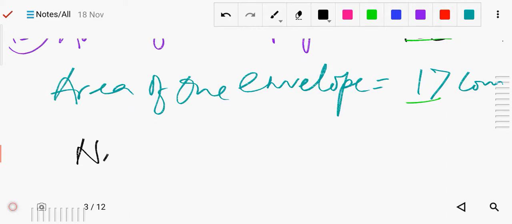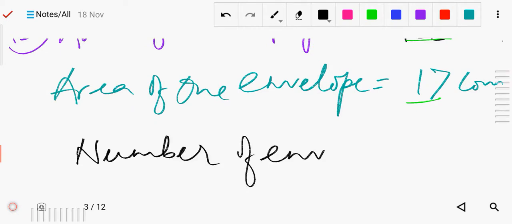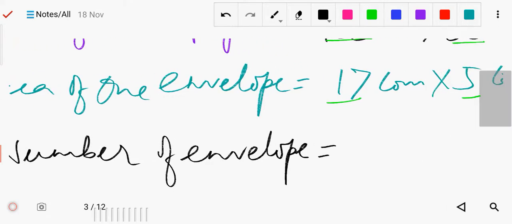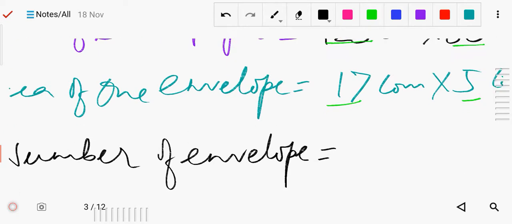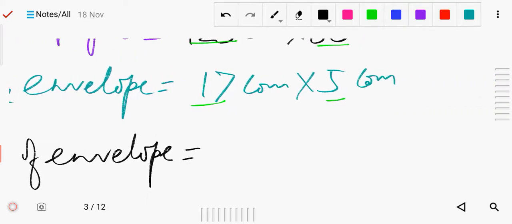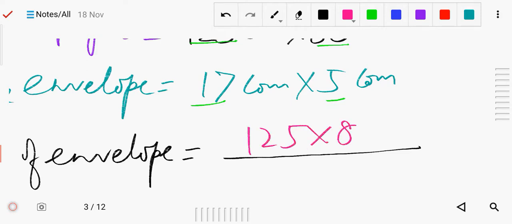Now we will find the number of envelopes. The number of envelopes will be the area of the sheet divided by the area of the envelope. So it was given 125 multiplied by 85 and divided by 17 into 5.